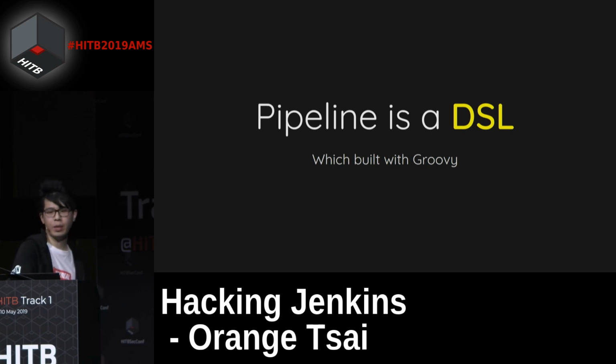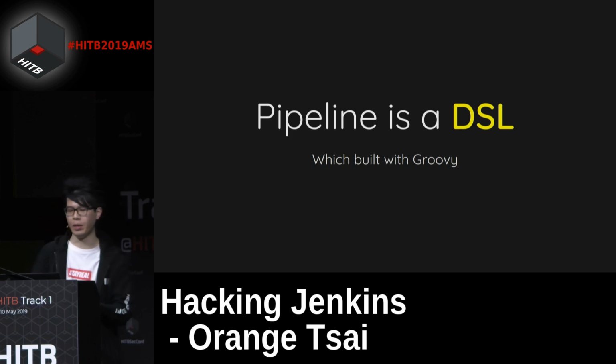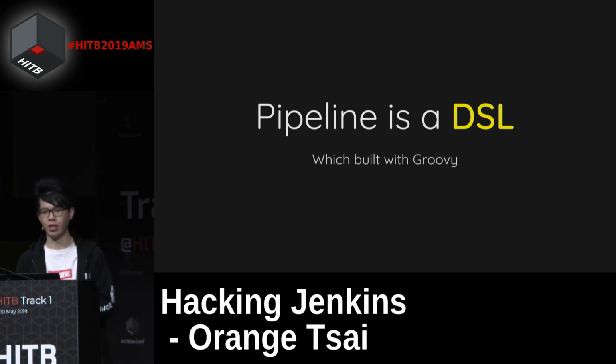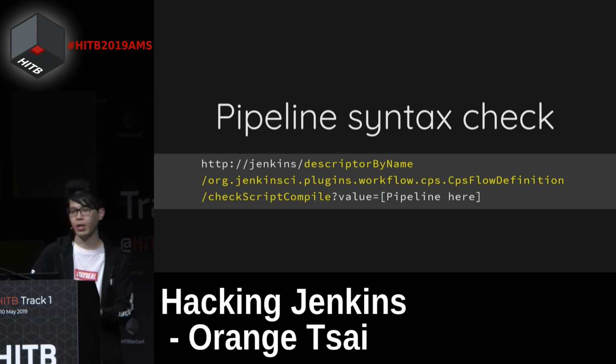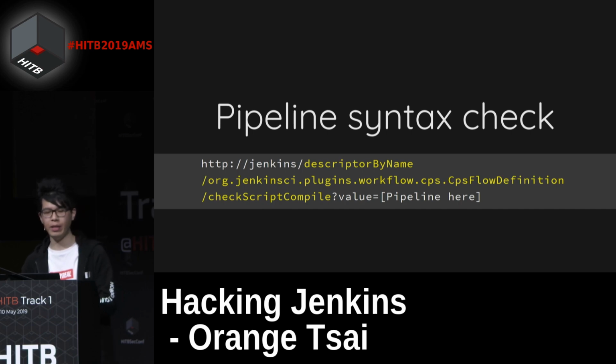In fact, pipeline is a DSL built with Groovy. DSL is a small language focused on a particular aspect of a software system. So pipeline is a small language based on Groovy. In order to check whether the syntax of a user-supplied pipeline is correct or not, Jenkins provides an interface to do that.